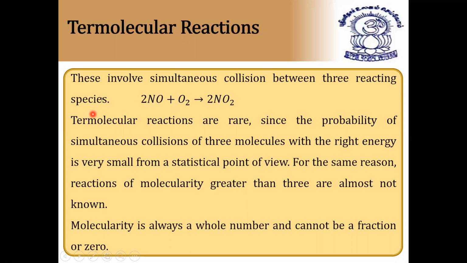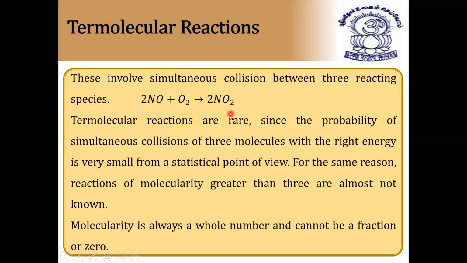Next, termolecular. Termolecular means three molecules are involved. These involve simultaneous collision between three reacting species. For example, 2NO plus O2 gives 2NO2. Termolecular reactions are rare, since the probability of simultaneous collision of three molecules with the right energy is very small from a statistical point of view. So these reactions are rare.